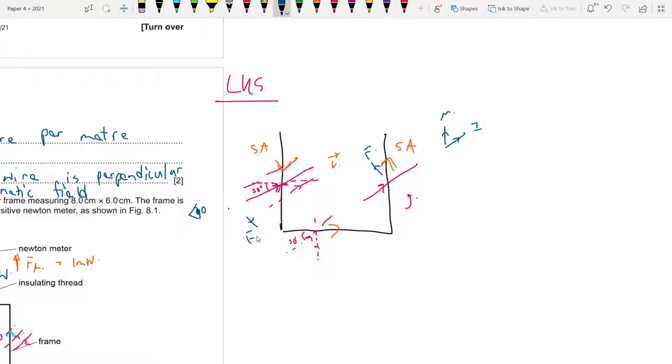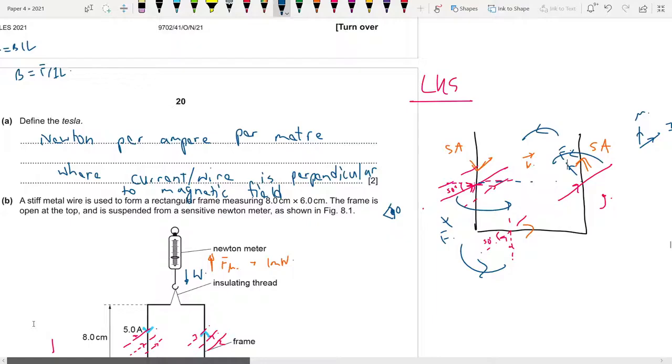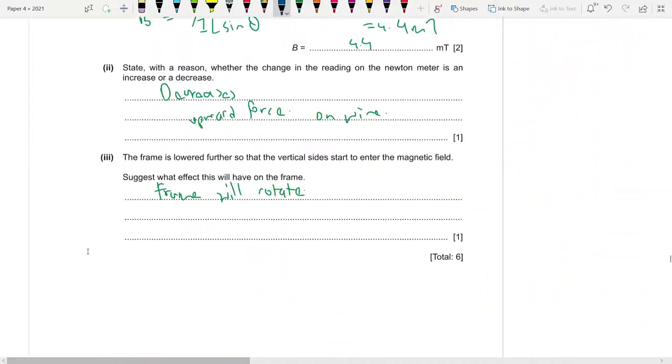So it's kind of like a motor. The forces are providing a moment if we think of this imaginary line, and they're acting as a couple. So what will these forces do? They will cause rotation of the coil, and the rotation is anti-clockwise. Since the forces are of equal magnitude but acting in opposite directions, they will cause the frame to rotate. This was a tricky one.